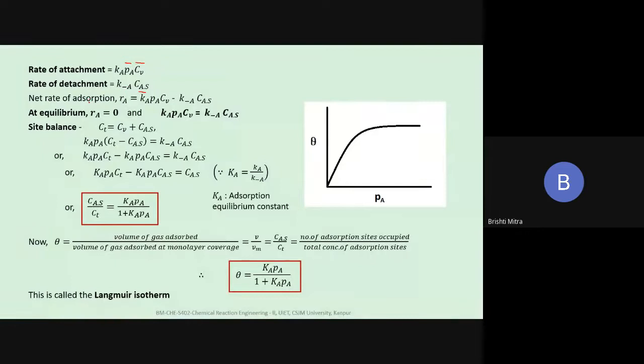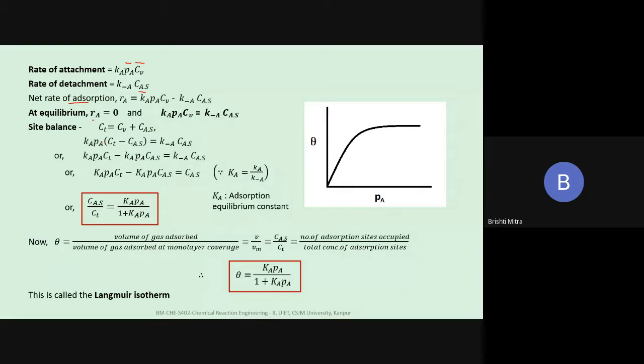So the net rate of adsorption is going to be the rate of adsorption minus the rate of desorption. That is, r_A is equal to ka P_A C_V minus k_minus_A C_A·S. At equilibrium, the net rate of adsorption is equal to 0. That means the rate of the forward reaction becomes equal to the rate of the backward reaction. That means ka P_A C_V is equal to k_minus_A C_A·S.